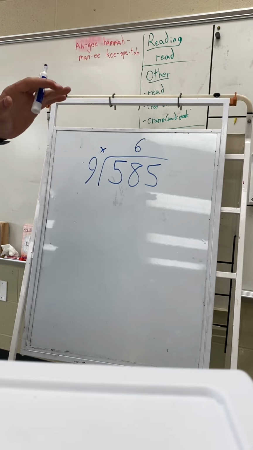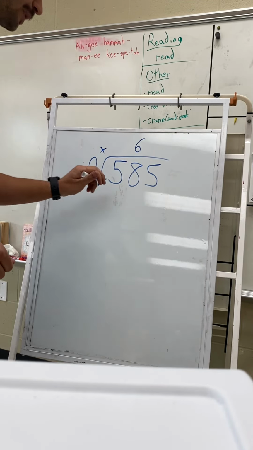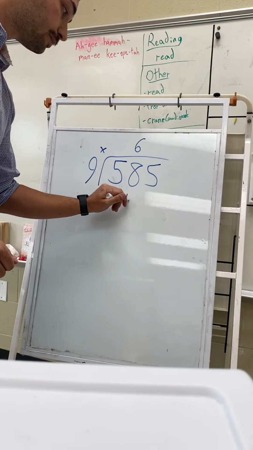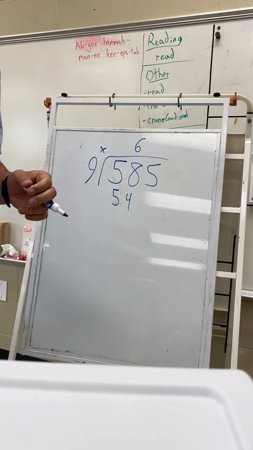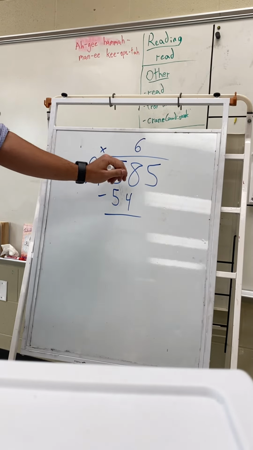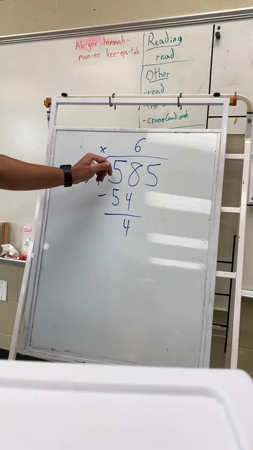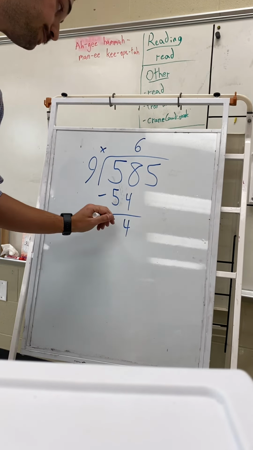So our next step is to actually multiply. So thinking 9 times 6, which we just said would get us 54. So we put our 54 down below. And our next step is to subtract. So we're going to subtract our 54 from our 58. Looking at 8 minus 4, that would get us 4. And 5 minus 5 would get us 0.